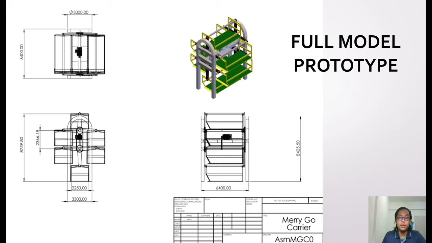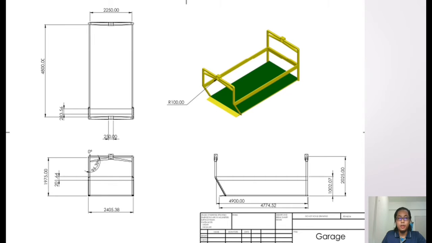So we can see from here the maximum height of the prototype, which is around 8 meters, and the width and also the length of the prototype. And we can see each of the individual slots of the car, which we call a garage, in this drawing. This is the garage where we put the component in the prototype.